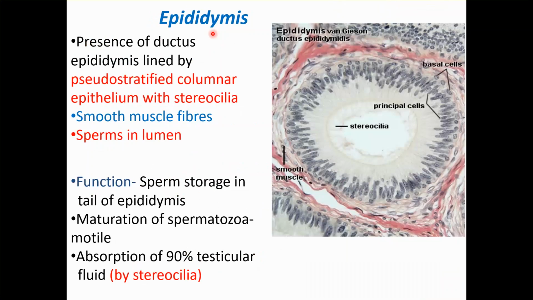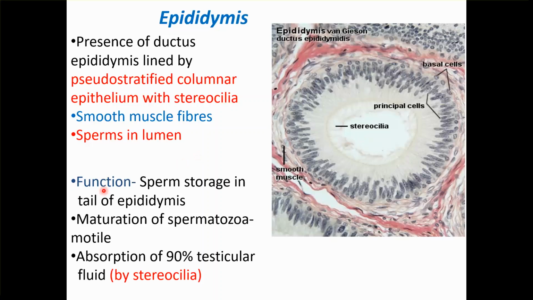Now, the epididymis will show the presence of ductus epididymis lined by pseudostratified columnar epithelium with stereocilia. So we can see again the 2 sets of cells: the principal cells, that is the columnar cells, and the basal cells, which are close to the base, the short cells. Then you can see the stereocilia. You will see thickening of the smooth muscle fibers, so it's now more thick. You can see that it's dark pink here. And usually we can also see sperm within the lumen of the epididymis.